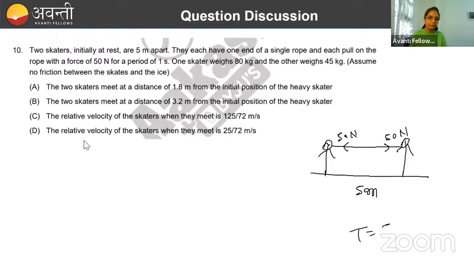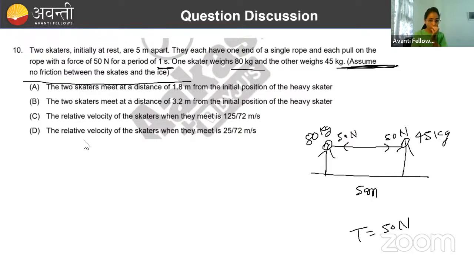यानी कि टेंशन इन द वायर विल बी हाउ मच? 50 न्यूटन. ठीक है. कितने टाइम तक खींचा है? 1 सेकेंड तक. One skater weighs 80 kg. सपोज इसका वेट 80 kg है एंड इसका वेट कितना है? 45 kg. Now we have to see कि when the two skaters meet at a distance of 1.8 meter from the initial position of heavy skater, first option. लेकिन यहाँ पे एक चीज और important है and that important thing is assume no friction between skaters and the ice. उनके पाँव के नीचे जो skates होगा ना, उनके और ice के बीच में कोई भी friction नहीं है.